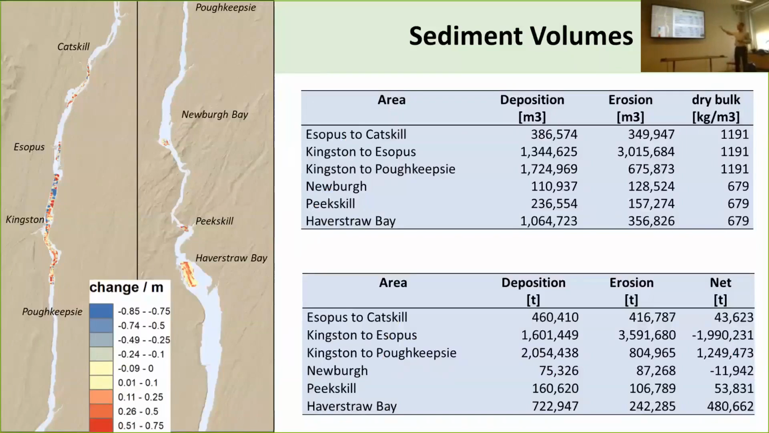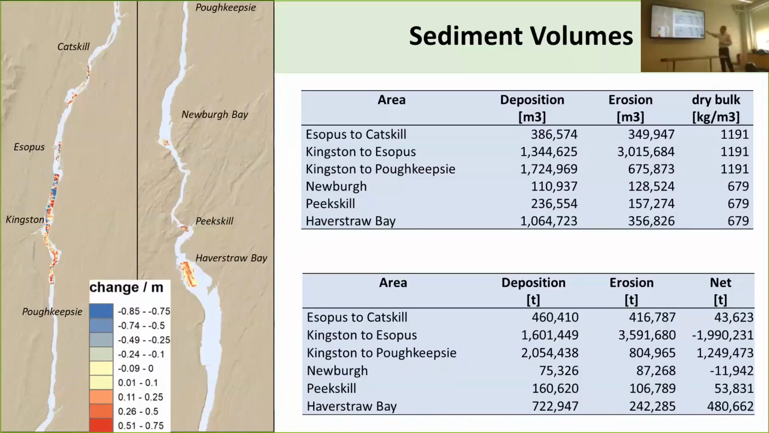From our method, we're basically getting volume of change, and we're using some dry bulk values to calculate this and convert it into tons. We actually measured the density of these dry sediments throughout the river from a lot of surface samples. It's a little higher in the upper river because we have more sand particles, and the lower part has a lower dry bulk density, with more mud sediments.